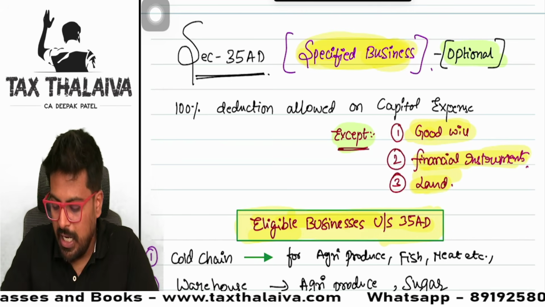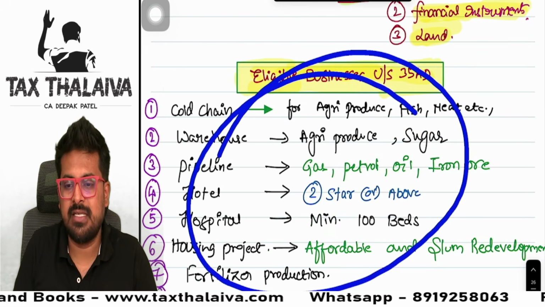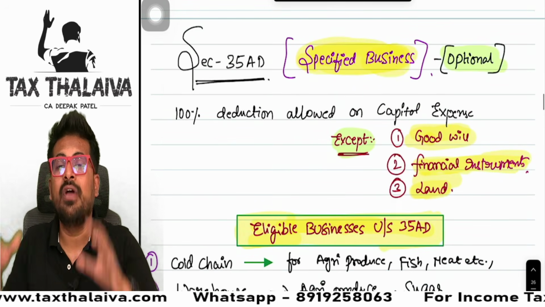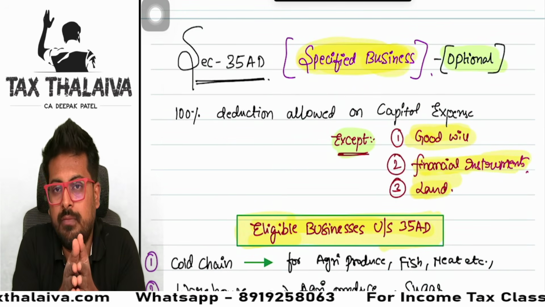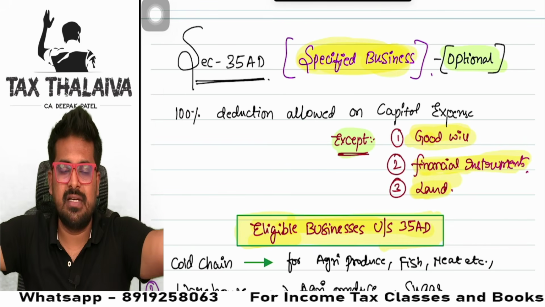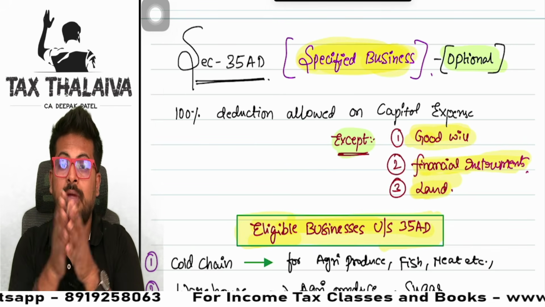If they invest in any of these listed businesses, if anyone starts any of these businesses and incurs any kind of capital expenditure, full capital expenditure will be allowed in the first year of business itself. Full 100% you can claim.